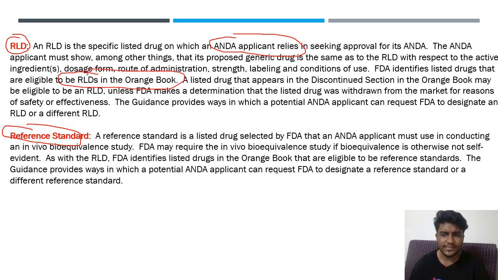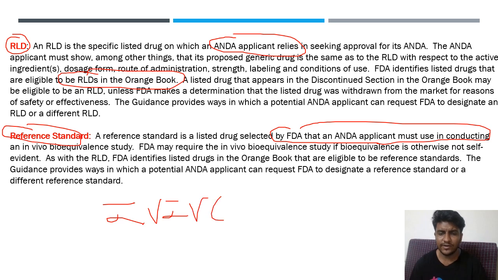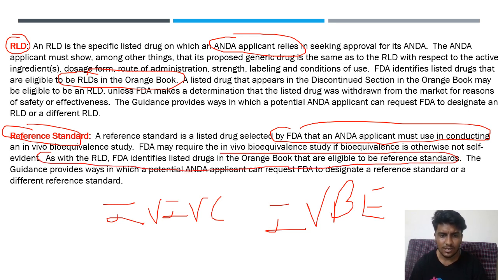When I talk about a reference standard, it is a listed drug selected by the FDA that an ANDA applicant must use for the in vivo bioequivalence study. So whenever we perform IVIVC, in vitro in vivo correlation, or in vivo bioequivalence studies, we need to keep an account of the reference standard. As with RLD, FDA identifies the listed drugs in the Orange Book that are eligible to be reference standards. That is why you should know the difference between RLD and RS, a reference listed drug and a reference standard.